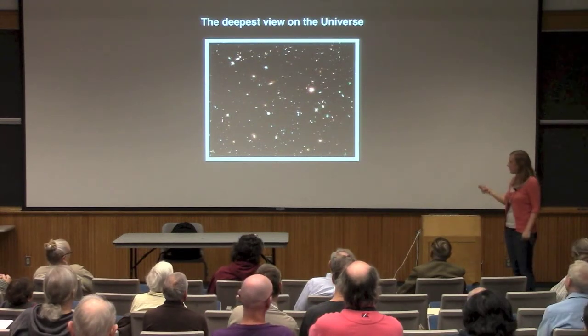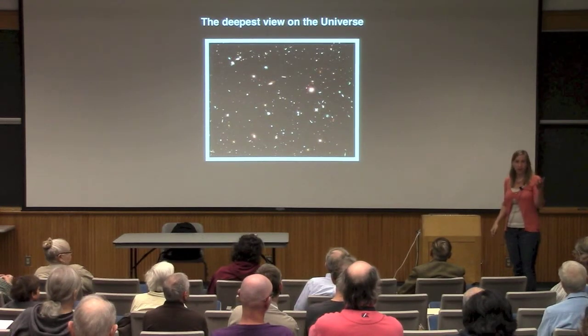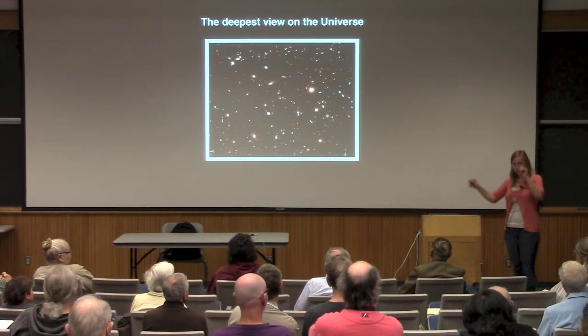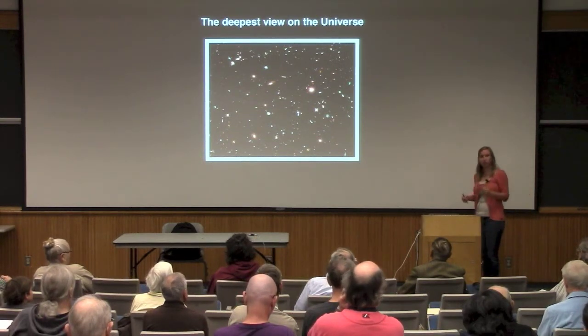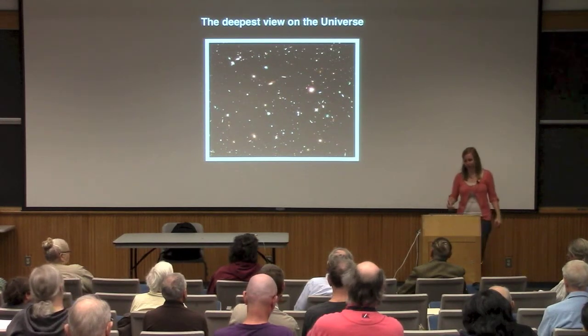Some of these galaxies may be as far away as that the light traveled 13 billion years. Other ones, the light only traveled 2 billion years. But we see galaxies at all different points in time. And then using the redshift I told you about before, we can figure out at which distance they actually are, how long the light actually traveled to us.